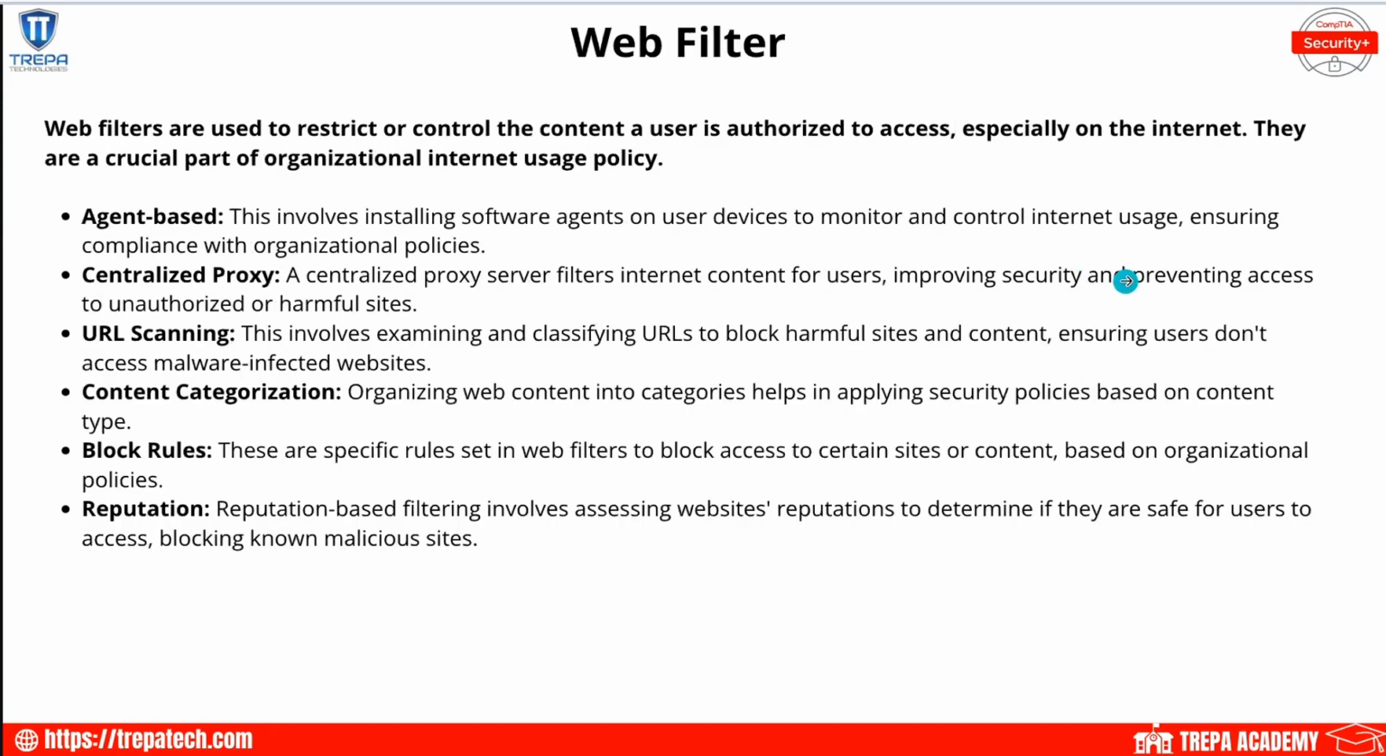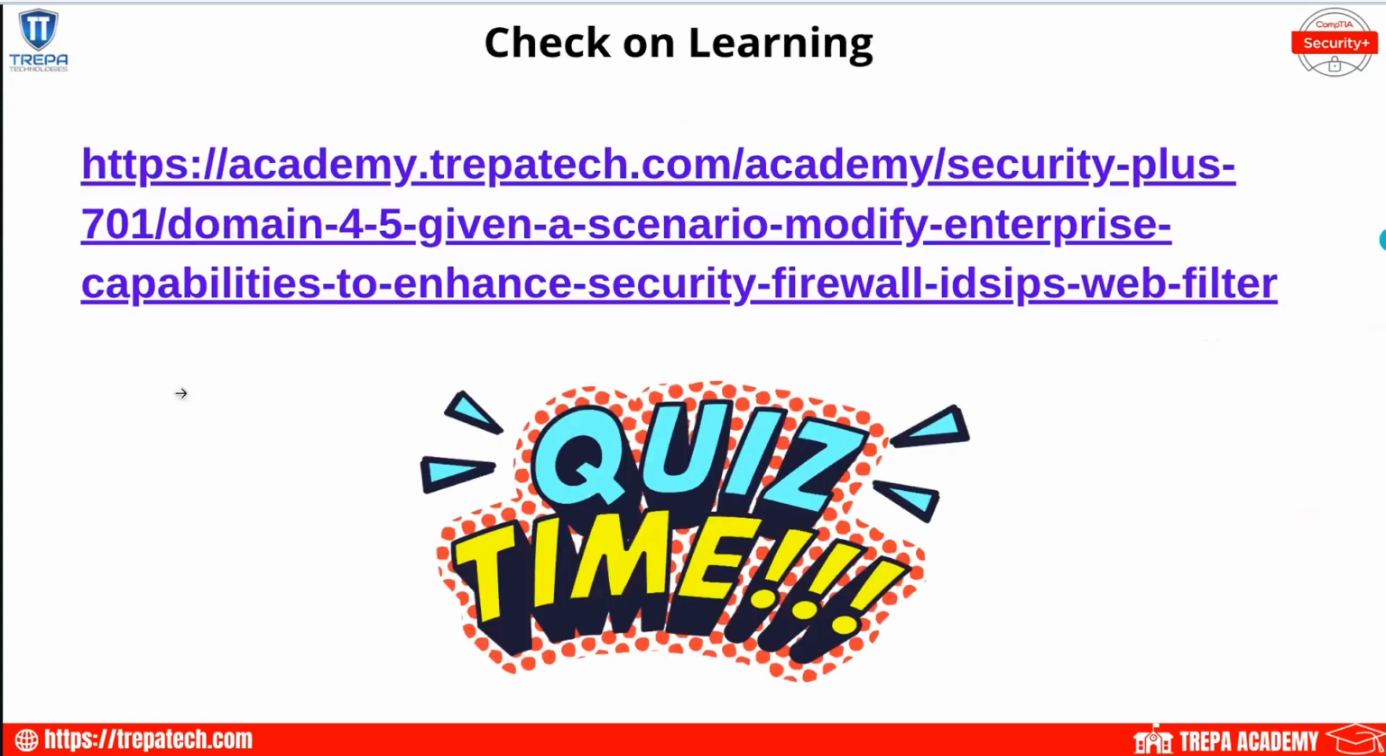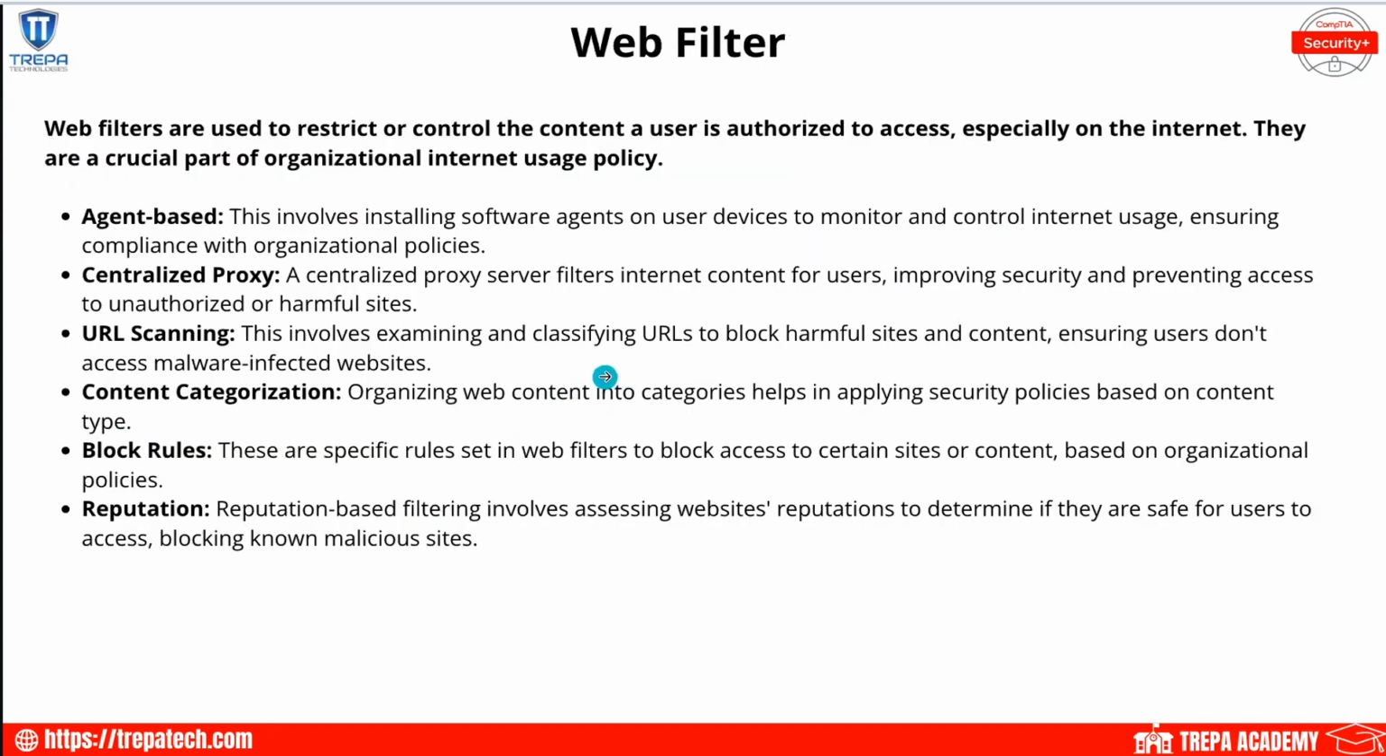Web filtering. Web filters are used to restrict or control the content a user is authorized to access. There are a lot of different ways we can filter our web content. This can be done on a firewall, and that firewall can have all these additional security features, but we're going to go over them. So we have agent-based. Honestly, we can harden web browsers to say, hey, don't go to these specific URLs. That's going to be installed on the actual endpoint.